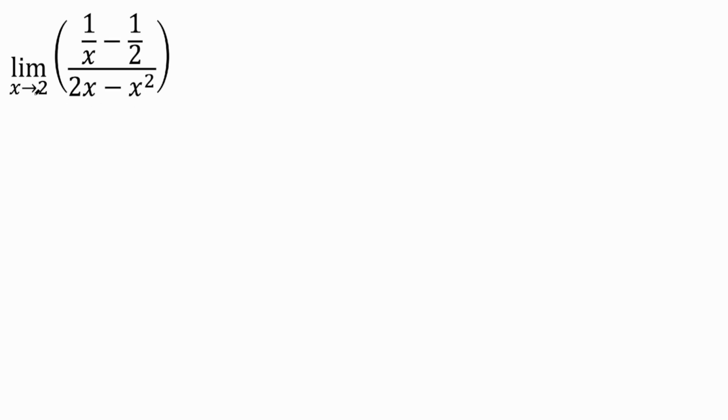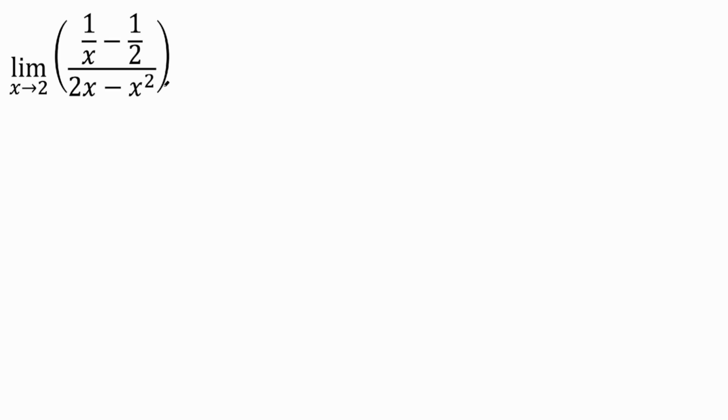Now, first, I always like to just plug in to see if direct substitution works. If I put a 2 here, I get 1/2 minus 1/2, I get 0. That's a red flag that this probably won't work. Likewise, 2 times 2 is 4, and 2 squared is 4. 4 minus 4 is 0, so I get 0 divided by 0. So again, big red flag that we have to approach this problem differently.